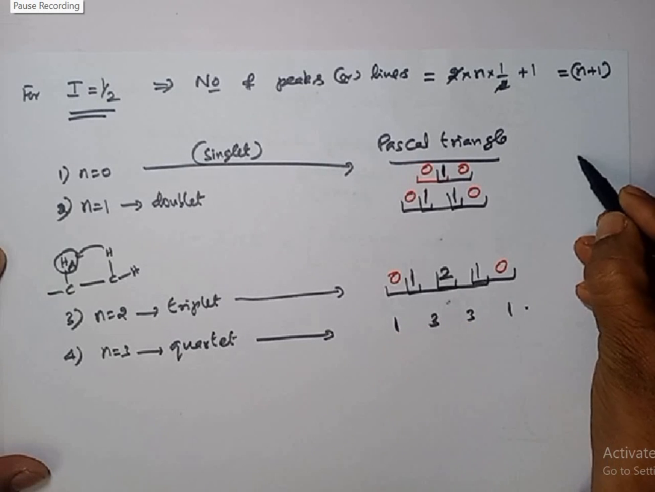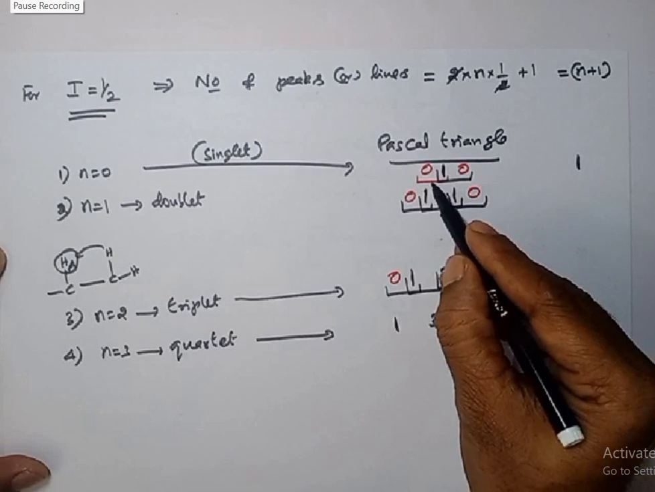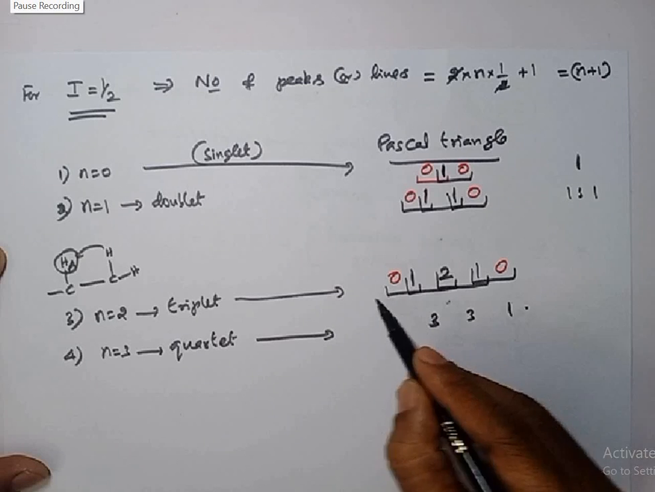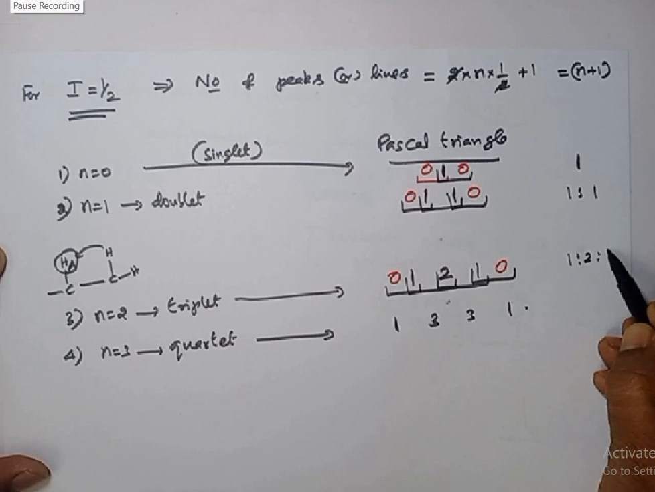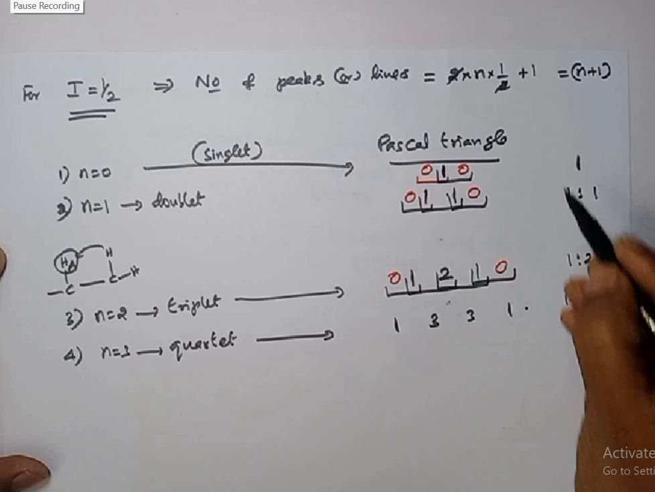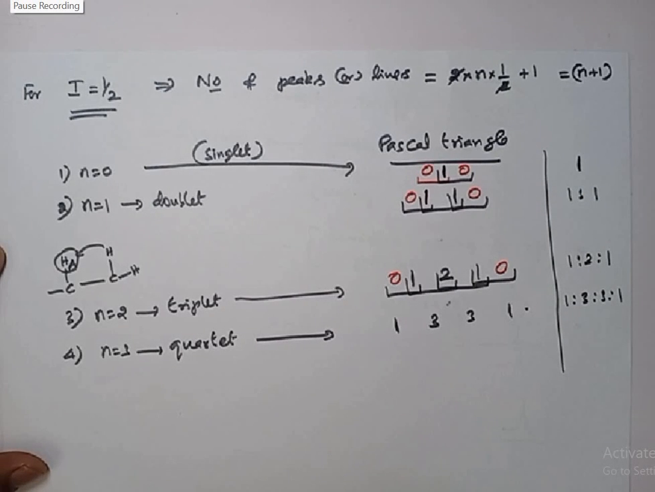Let me write here so that it is easy for us. So singlet means 1, doublet means 1:1. Triplet means 1:2:1. Quartet means 1:3:3:1. This is the idea. Right?